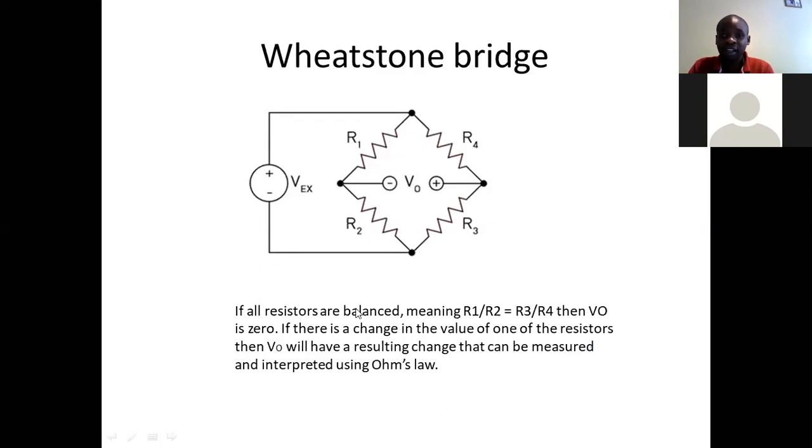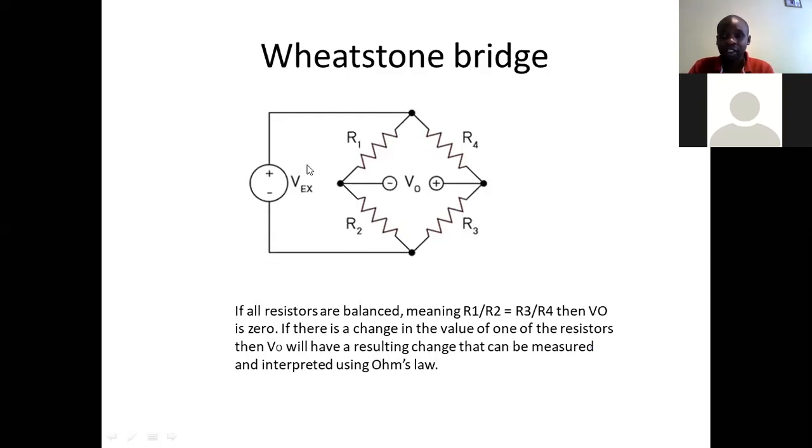So if all the resistors are balanced, meaning that the ratio of R1 to R2 is equal to R3 to R4, so when the potential difference on this side and this side are balanced, then the output, which will be tapped from these ends, will be reading 0. That means the potential on either side is balanced. But if there's a change in the value of one of the resistors, then there will be an output voltage, which will be interpreted using Ohm's law.